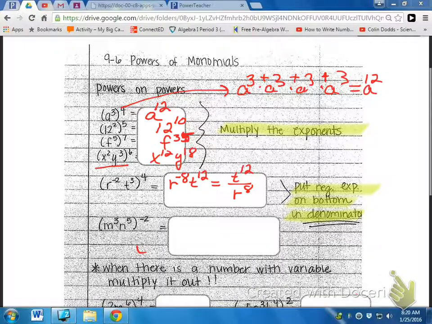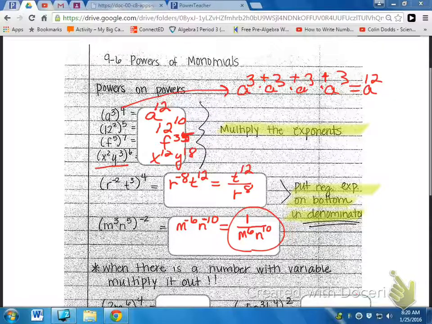All right, let's see what happens when the exponent on the outside is negative. M to the 3rd, n to the 5th. They are both to the negative 2. So that means you would do m to the negative 6 and n to the negative 10th. Okay, they're both negative, so that means they both have to go to the denominator. If you take everything down, you have to leave a 1 on top, and it would be m to the 6th, n to the 10th.